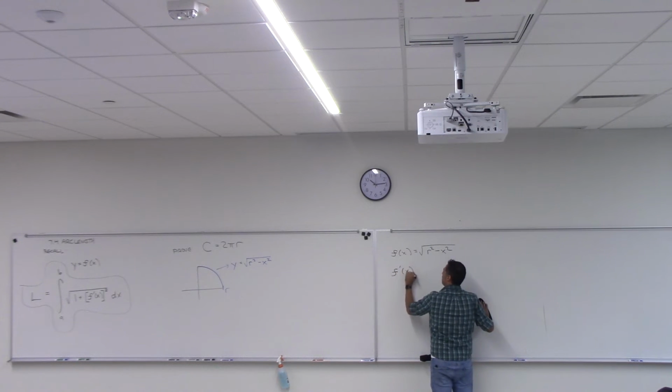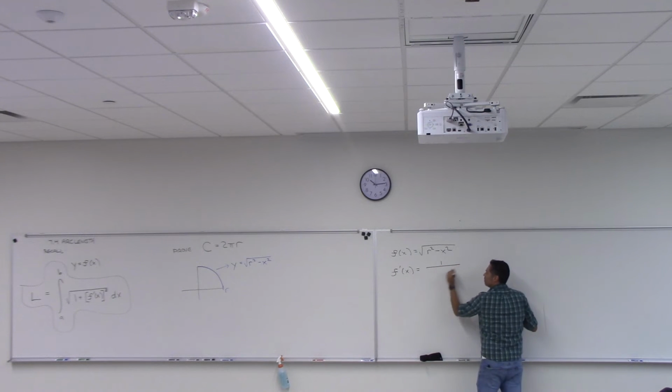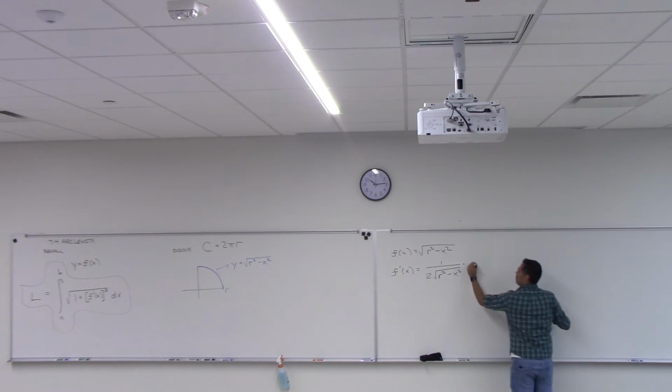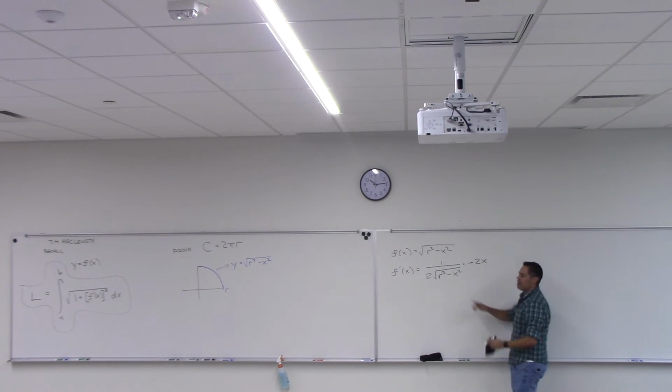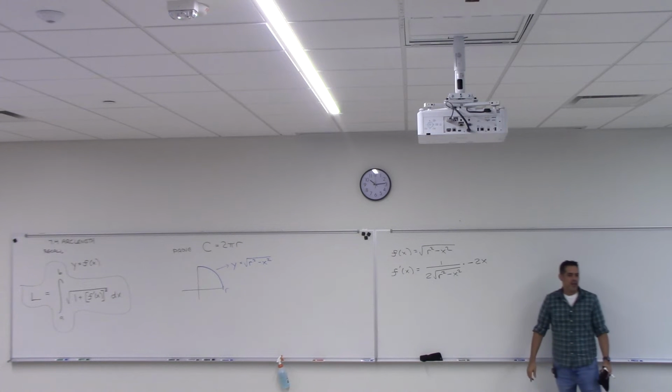Chain rule, right? The derivative of the square root of anything is 1 over 2 roots of whatever was there, times the derivative of what's inside. Negative 2x, that's it, right? The r squared, when you take its derivative, goes to 0. So that's your derivative, right?